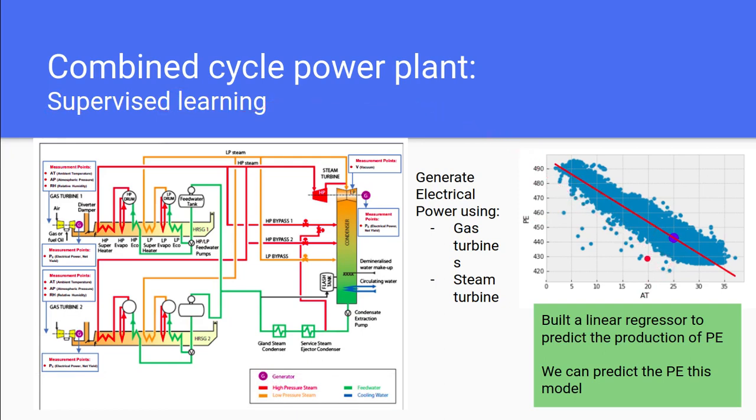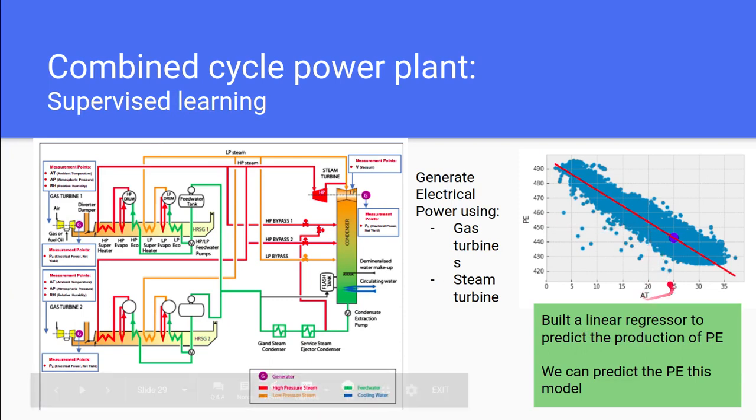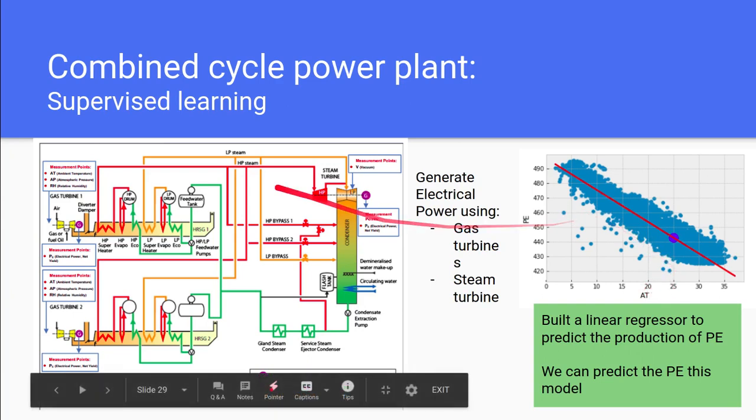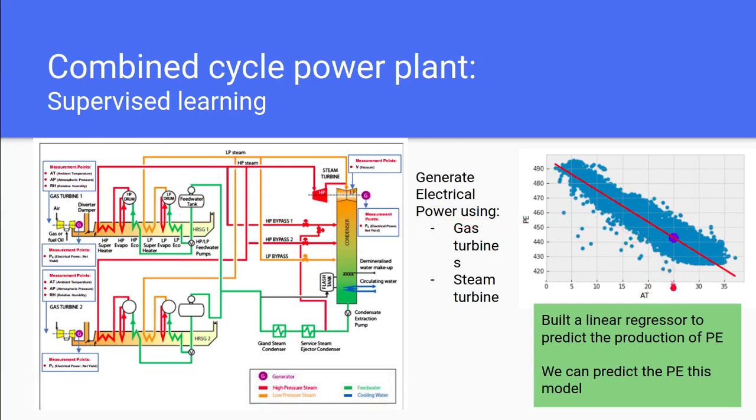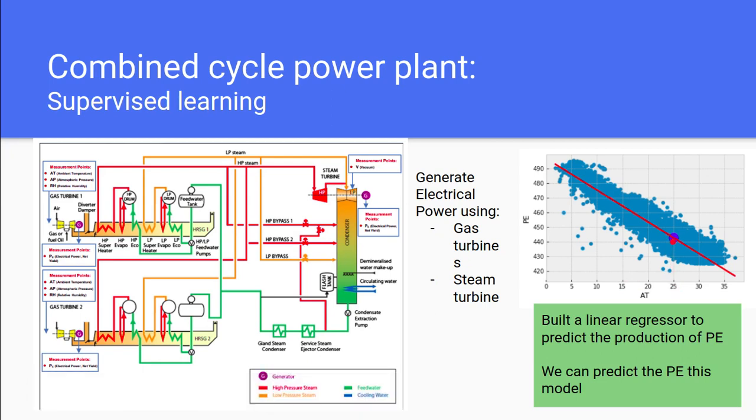Okay, so basically we built a linear regression that works to predict the production of electric power using this variable, the ambient temperature. So now this plant can use the ambient temperature to try to predict the electric power generation of any day. So for example, if we know that tomorrow it's going to be 25 degrees outside, so now we can know that tomorrow we are going to have like 440 of electric power generation.